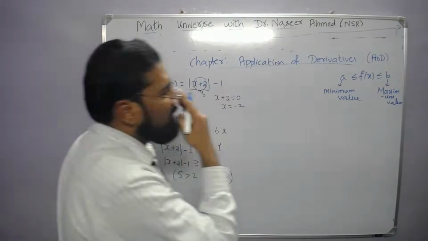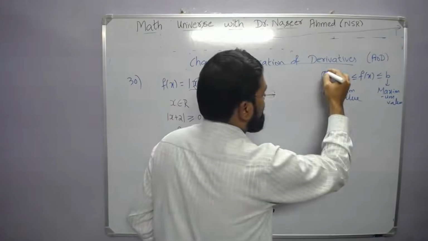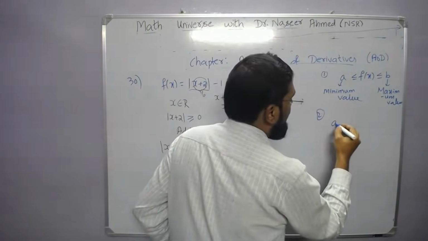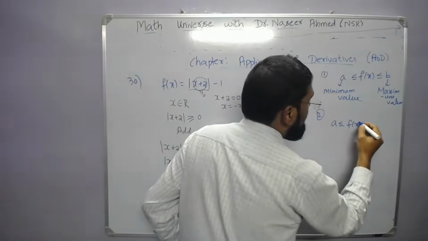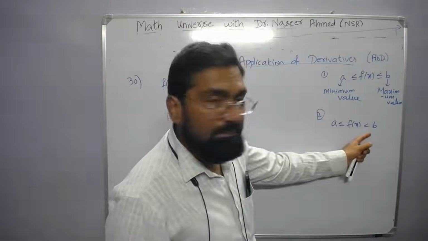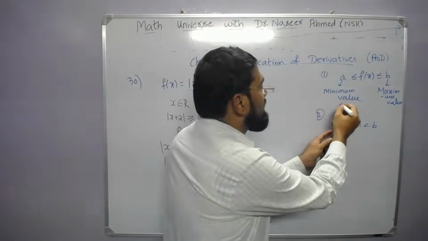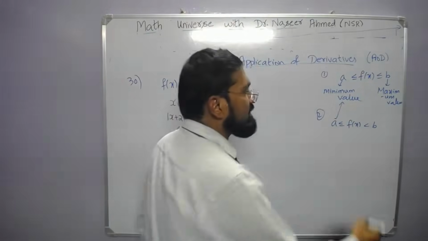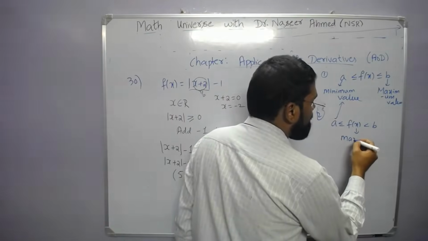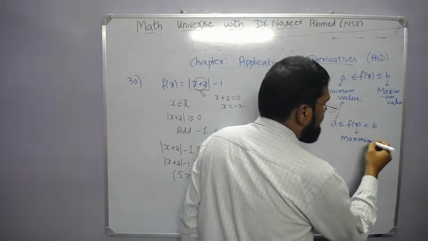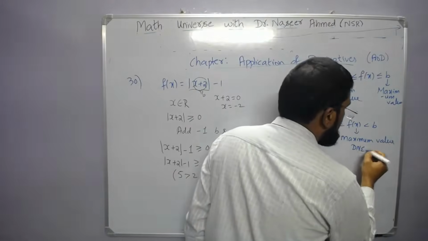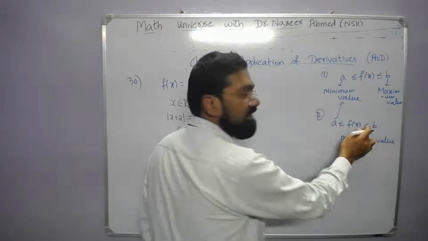Before I go ahead, this is point number 1. Point number 2, and this will be very beneficial for you to remember. As soon as I write a less than or equal to f of x less than b, f of x has attained the value a but not attained b. So only the minimum value exists, and that is a, whereas the maximum value does not exist for f of x. You may say, sir, it is taking the b value. No, it's not taking the b value. It's taking values less than b.